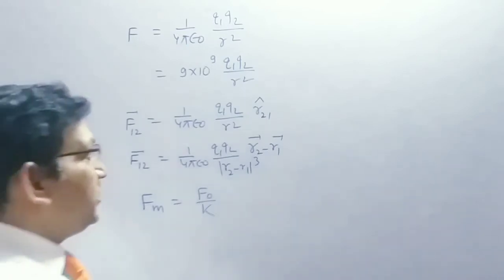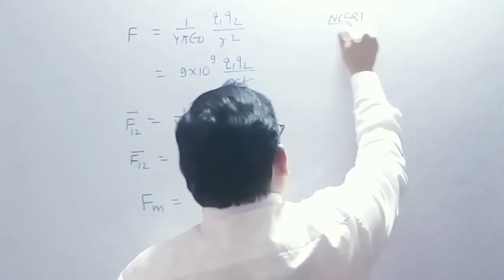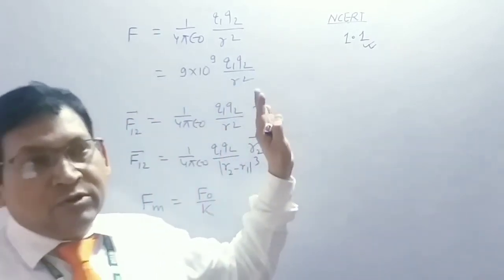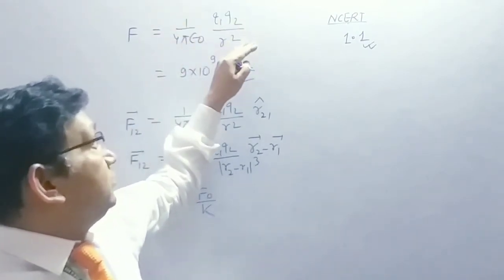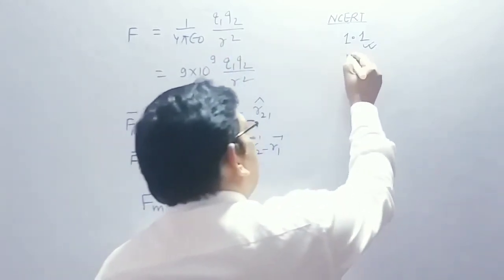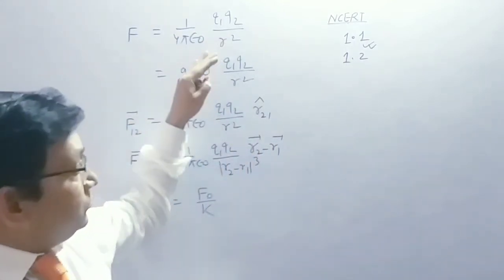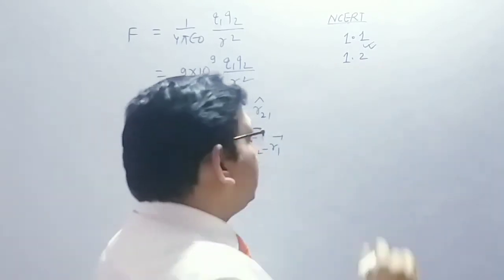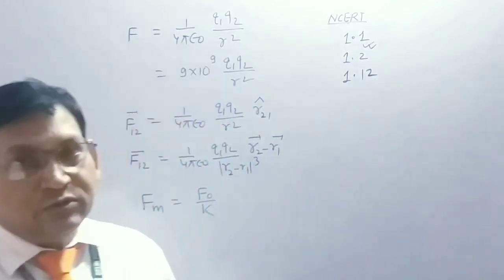We have question 1.1 of NCERT, the first question in NCERT, which is directly based on Coulomb's formula 1 by 4 pi epsilon Q1 Q2 by R square. So you just do that question. Question number 1.2 is also based on a simple Coulomb's formula. So try to solve NCERT question 1.2 and also question number 1.1. All are based on Coulomb's law.